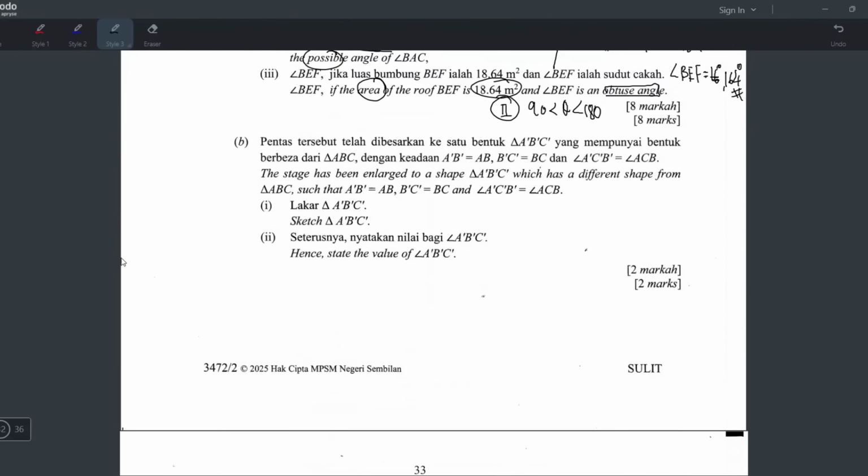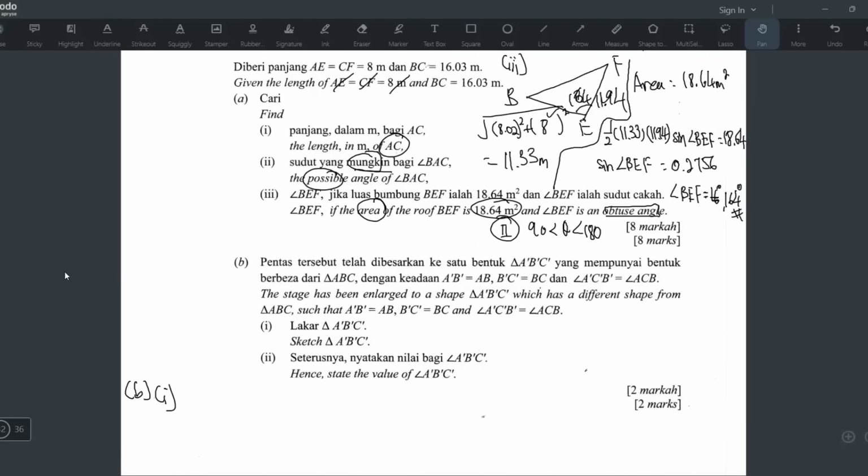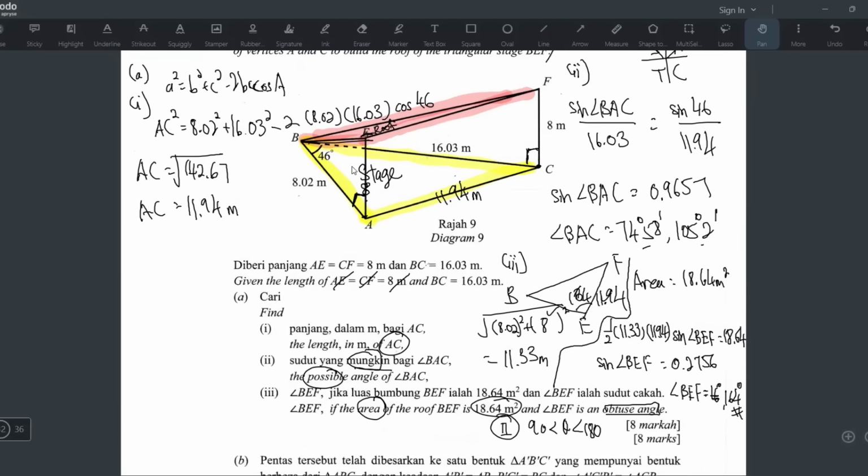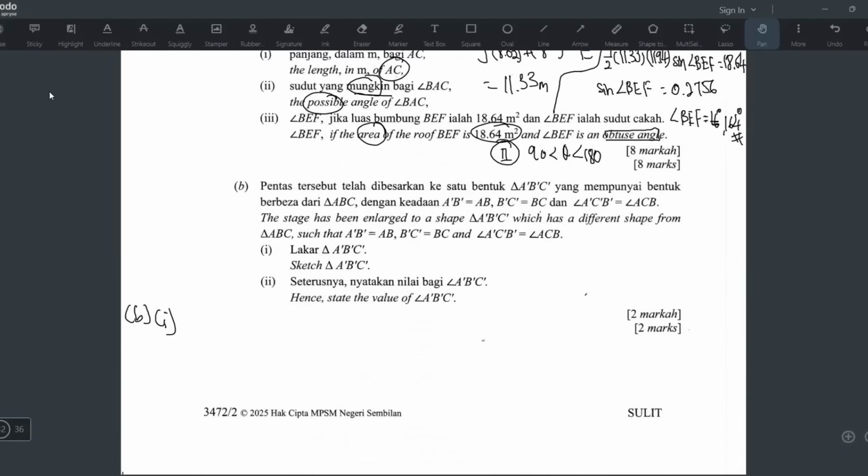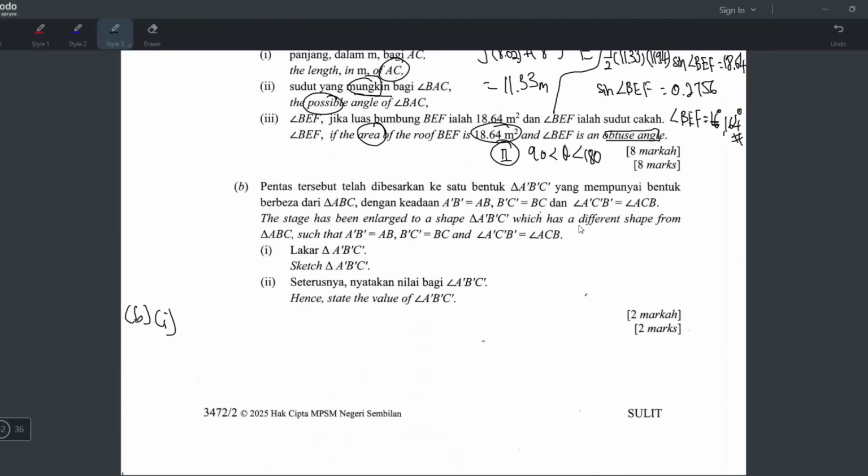Okay, this one. I can tell already it's an ambiguous case, because they say sketch. The triangle has been enlarged to shape A prime, B prime, C prime. Where's the triangle? The yellow color triangle is enlarged. So the triangle becomes bigger, and it has a different shape from the original ABC, such that A prime B prime equals to AB, B prime C prime equals to BC, and the angle A prime C prime B prime equals to angle ACB. Sketch the new triangle.